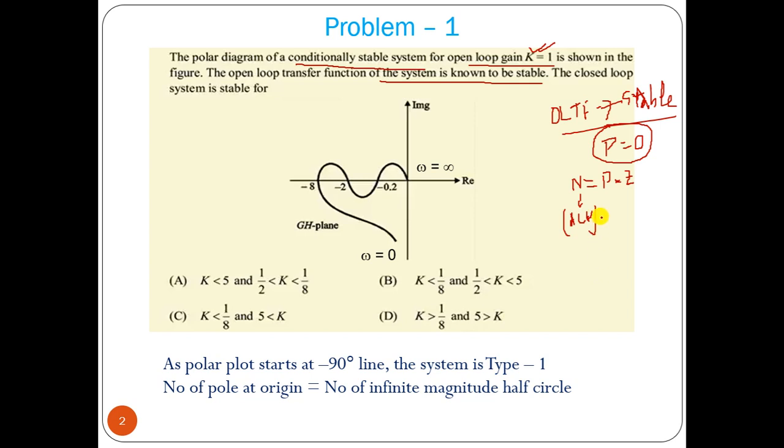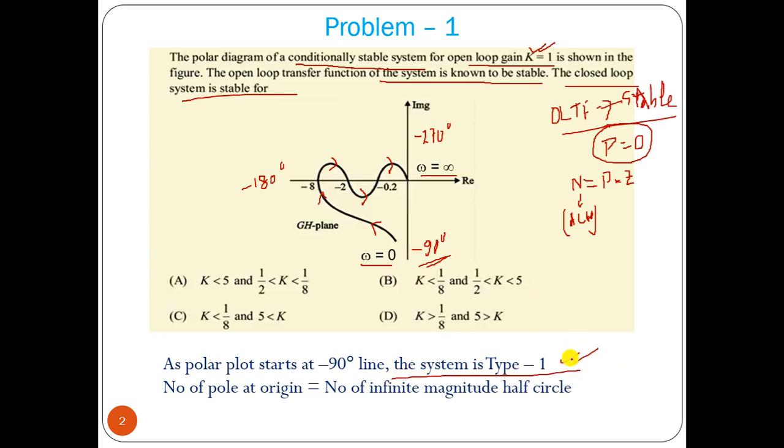Now what do you have to find out? We have to find out the range of k for which the closed loop system is stable. So this is the problem. From this polar plot, we can see it is starting from omega equal to 0 to infinity. It starts from the minus 90 degree line and ends at the minus 270 degree line, crossing the minus 180 degree line. As this polar plot starts at the minus 90 degree line, the system is type 1.